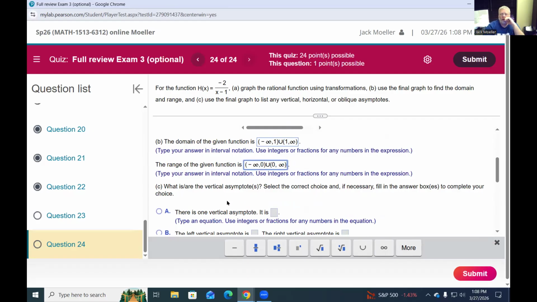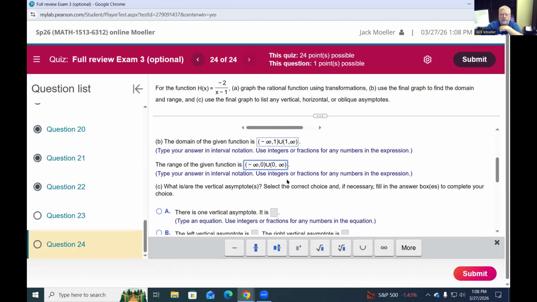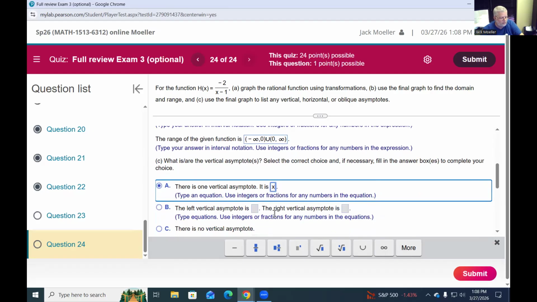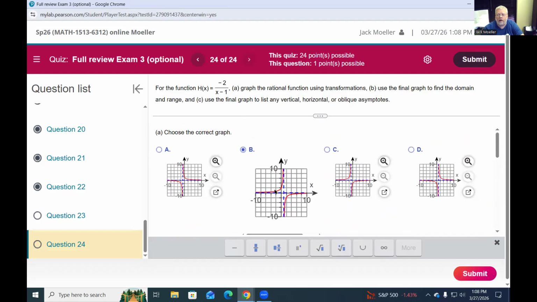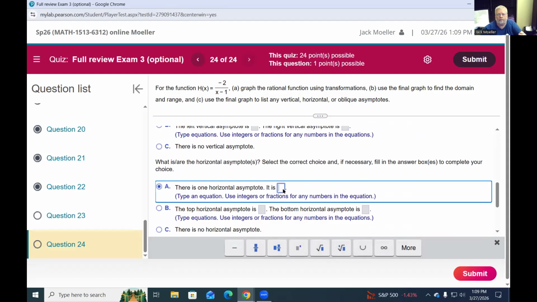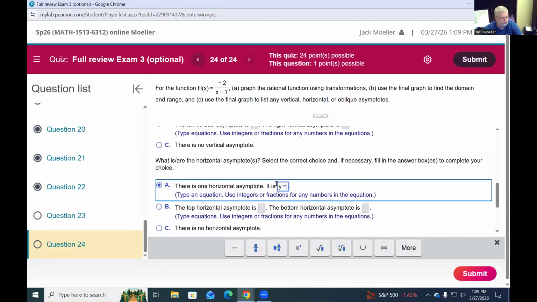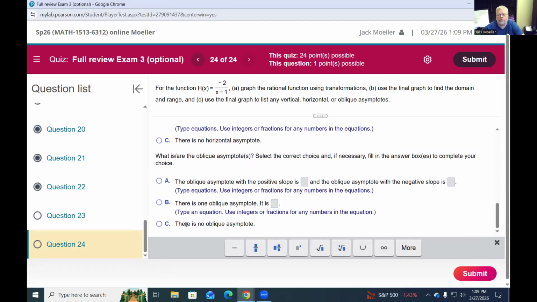Okay, where are the vertical asymptotes? I feel like we've already answered that, because up here in the domain we said x is not 1. So the vertical asymptote is x equals 1. That's where you divide by 0. Horizontal asymptote: from the graph, it looks like y equals 0. And from the function, the degree of the top is 0 and the degree of the bottom is 1. So the degree of the bottom is larger. Therefore, it's at y equals 0. And since there is a horizontal, there is no oblique.